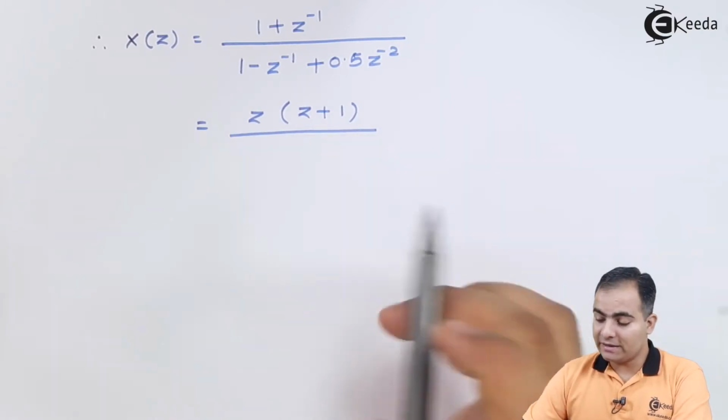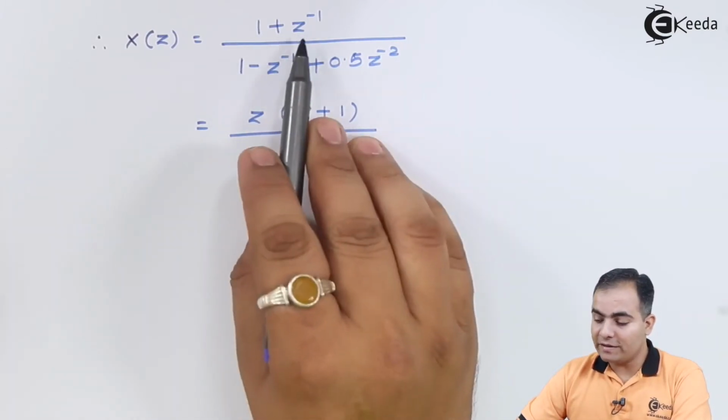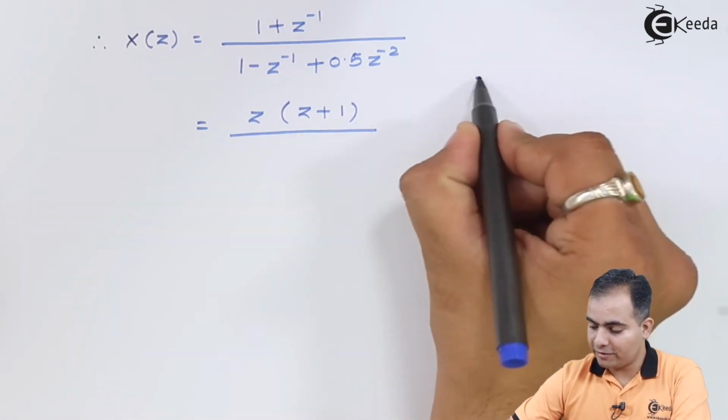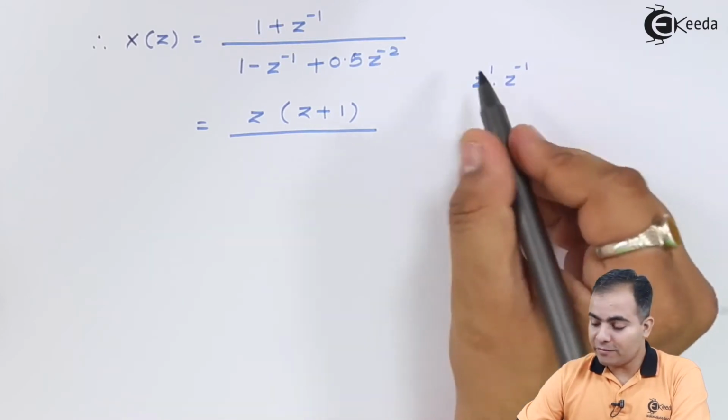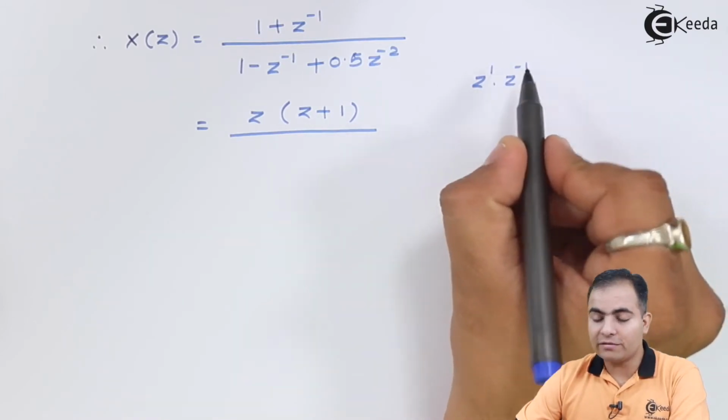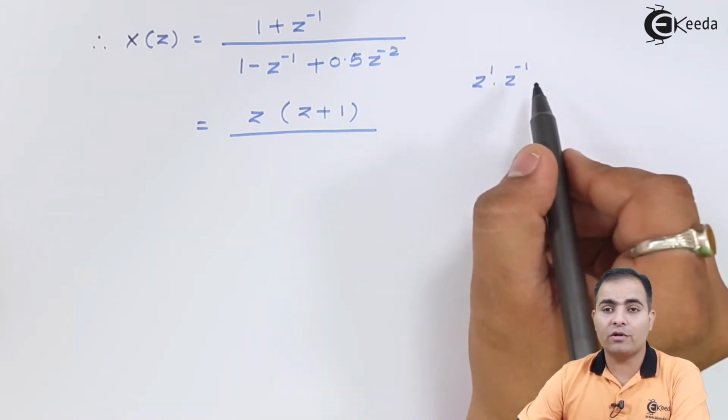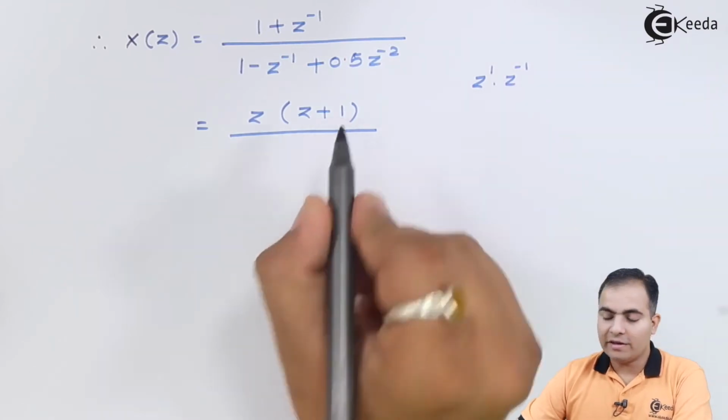Now, the reason is, if I multiply z with z to the power minus 1, what will you get? Here the bases are the same, so the powers get added, and 1 minus 1 is 0, and z to the power 0 is always 1. That's why here I have written 1.